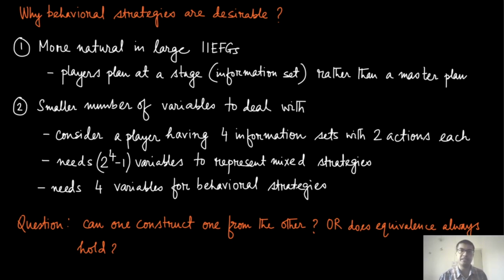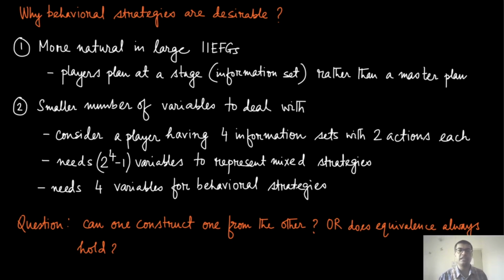A player can independently randomize over different actions in every information set rather than randomizing over everything in one go. If the imperfect information extensive form game is really large, then listing all the possible strategies in that game is not feasible. Rather, it is much more feasible for any reasonable player to plan at every stage of the game, and that is the information set.